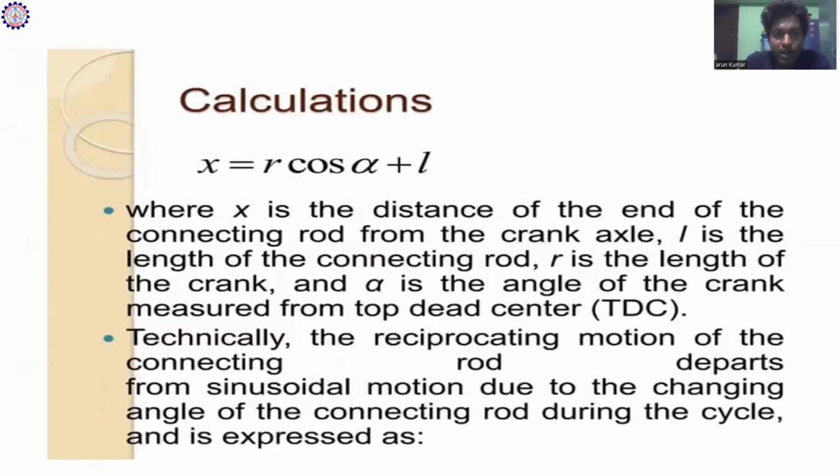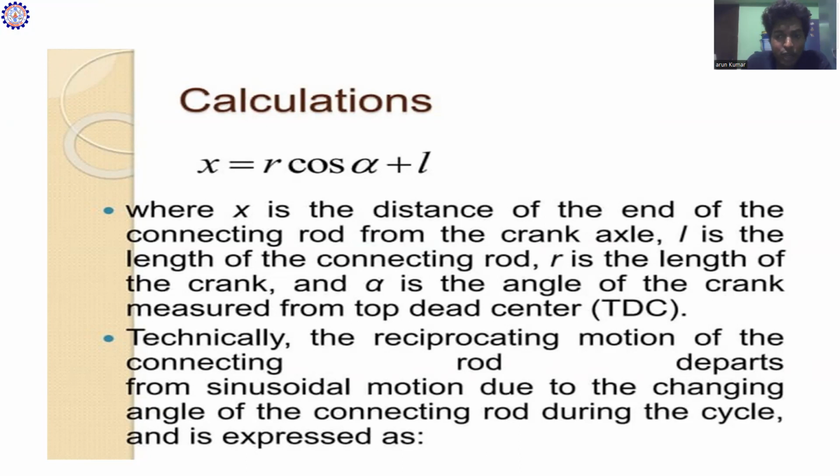After that, using the cosine law, we calculate the distance: x is equal to r cos alpha plus L, where x is the distance of the end of the connecting rod from the crank axis, L is the length of the connecting rod, r is the length of the crank, and alpha is the angle of the crank measured from the dead center.